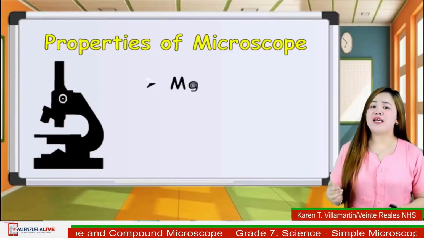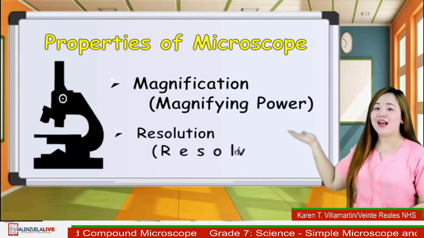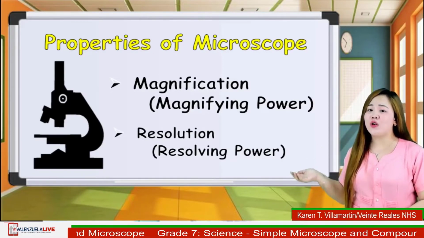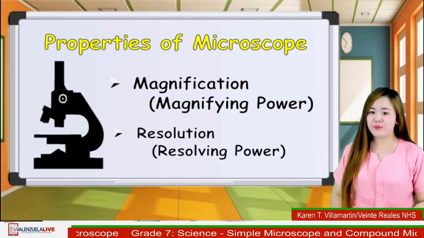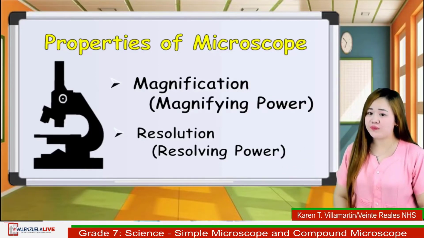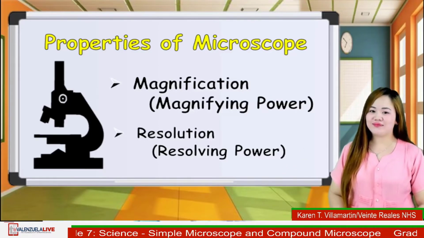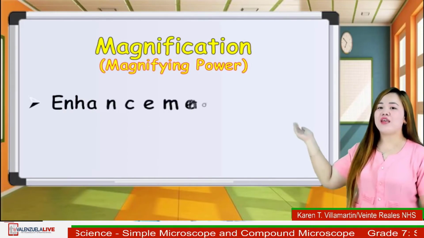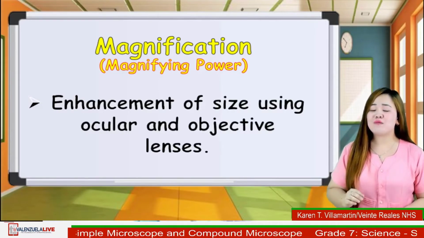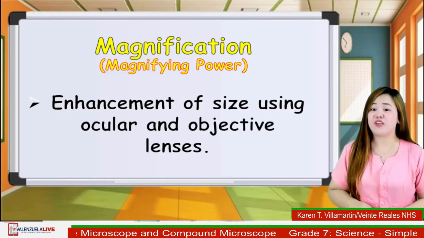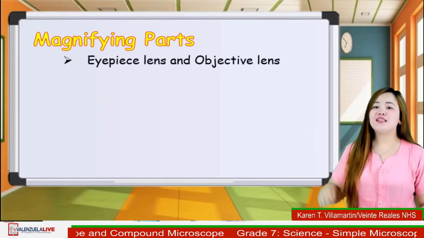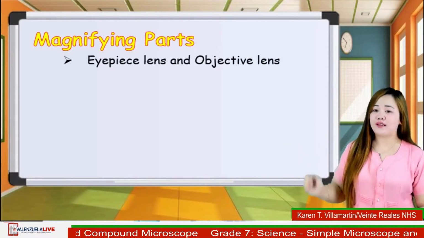A microscope has dual properties, which is magnification, or what we call magnifying power, and resolution, or what we call resolving power. Then, how can we differentiate magnification and resolution? You can comment your answer. Magnification is the ability to make small objects seem larger, such as making a microscopic organism visible. Microscope has two magnifying parts. These are the eyepiece lens and the objective lens.